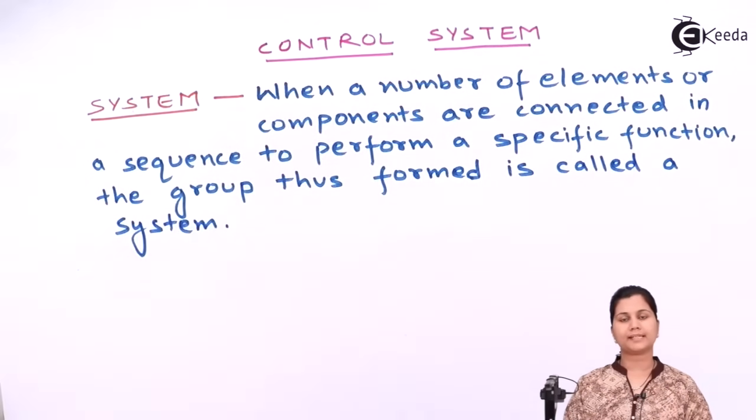So a system is basically some machine parts. It is having some machine parts, and these machine parts are working together or they are connected in a way so as to perform some operations. Let's take a few examples of system.